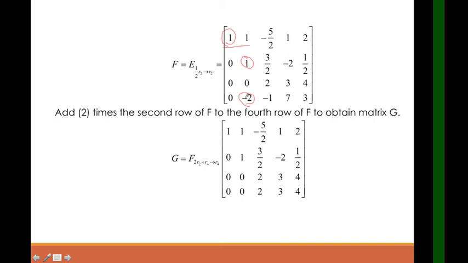So, ang pwede kong gawin dyan is 2 times row 2 plus row 4. Row 2 and row 4 ang gagamitin natin. So, that is 2 times 1 is 2 plus negative 2 is 0. 2 times 3 over 2 is 3 plus negative 1 is 2. 2 times negative 2 is negative 4 plus 7 is 3. And 2 times 1/2 is 1 plus 3 is 4. This is now the new row 4. So, okay na.